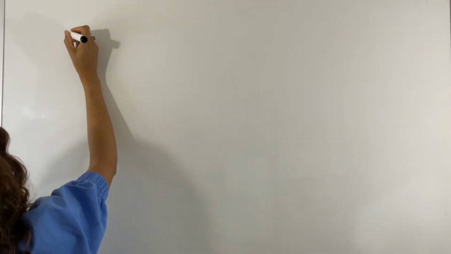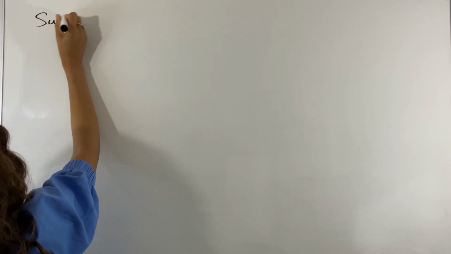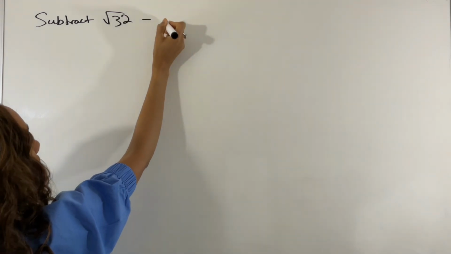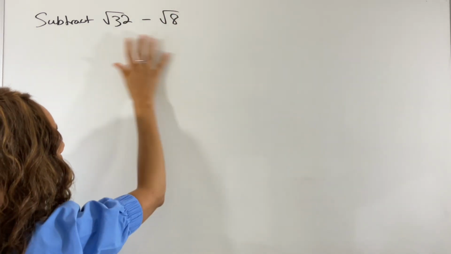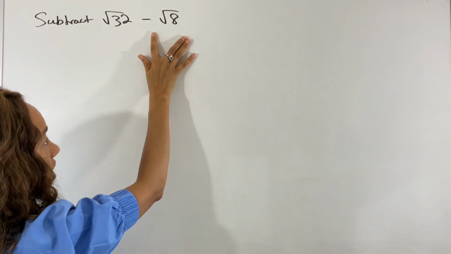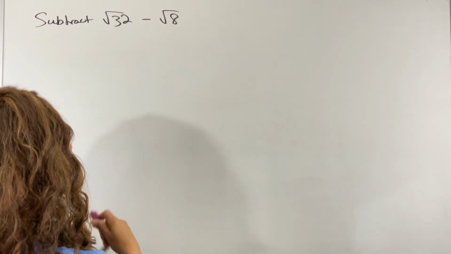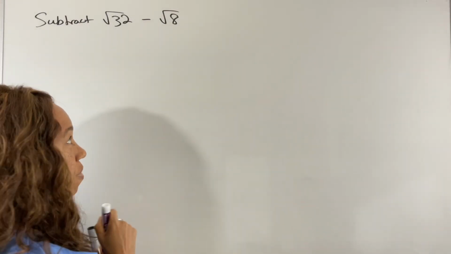So without further ado, let's get into our first example of how to add and subtract radicals. Our first example is to subtract radical 32 and radical 8. And you will notice here off the top that neither of these two radicals that are given has a perfect square underneath the radical. So you have to treat these and break them down so you get a perfect square and a non-perfect square.